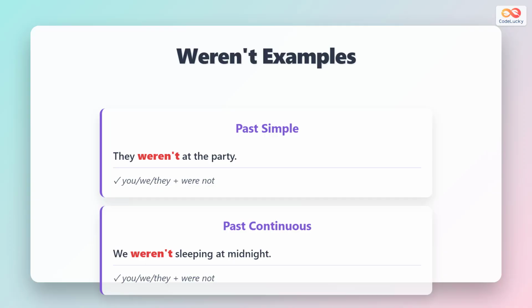Now for weren't examples. First example in past simple. They weren't at the party. We use weren't because they is plural. Second example in past continuous. We weren't sleeping at midnight. We use weren't here because we is plural. Always use weren't for you, we, and they in the past.